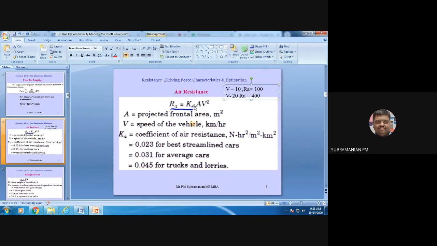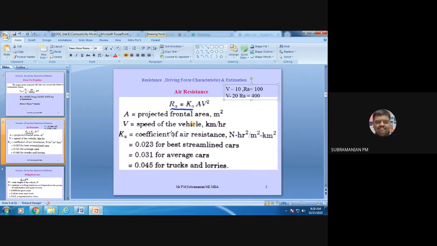So what I mean to say is, I have to concentrate on my air resistance when I am traveling at higher speed. Okay, because my RA value increases not linearly. Linearly means it would increase linearly with respect to V. It is increasing with respect to V squared. So the increase is more when I'm increasing the speed. Here I'm increasing only 10, and you can see the increase is a factor of 4. So what you have to understand is V plays an important role because RA is proportional to V squared.